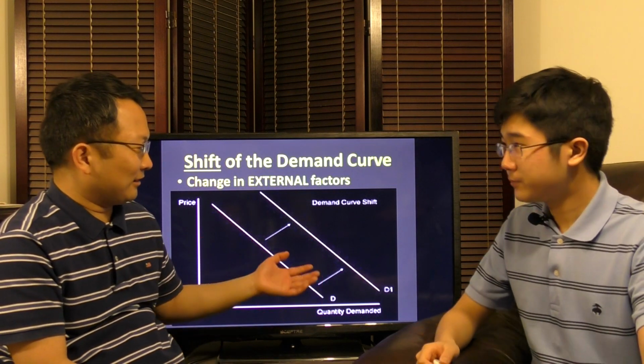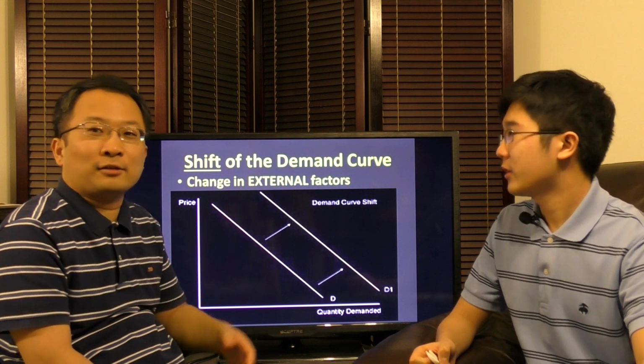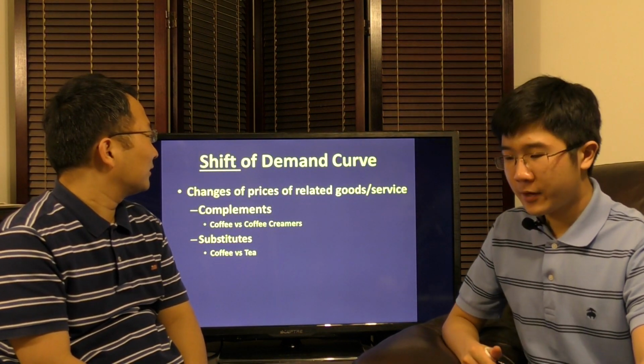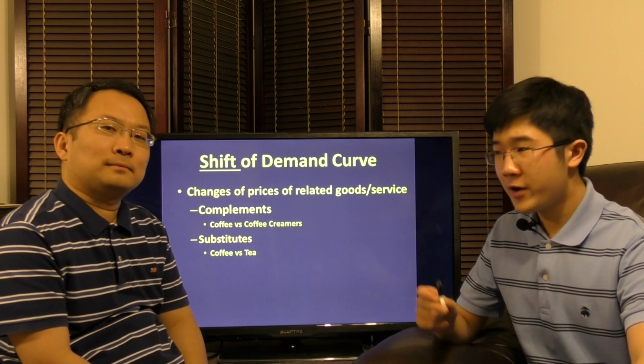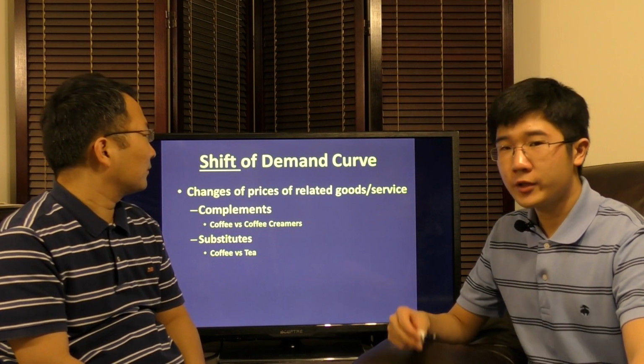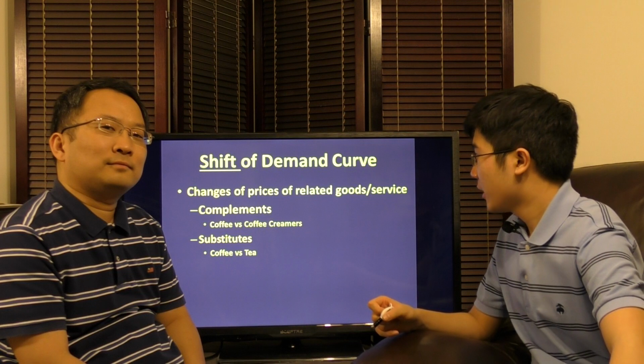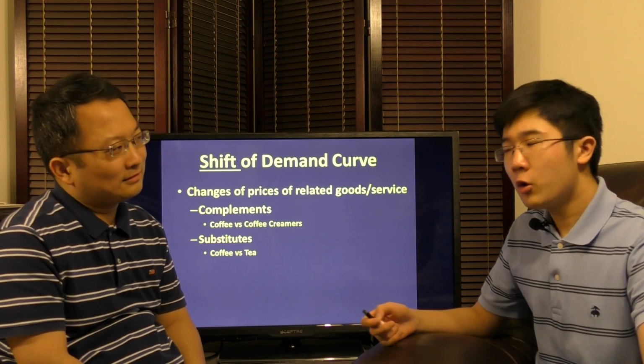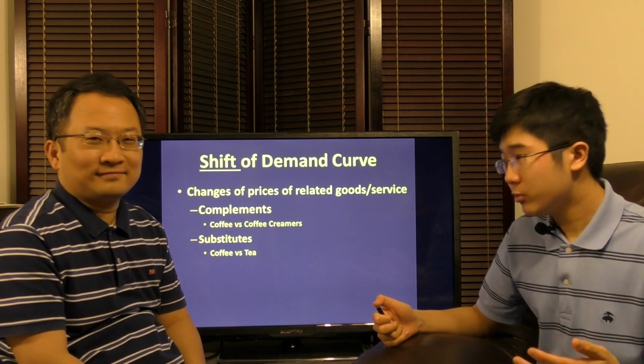So basically, it's just an example about external factors. So let's say your income, right? So the shift of the demand curve, basically another very important component that we'll be looking at right here is that it changes of prices of related goods and services. Because all goods, most goods have complements and substitutes.